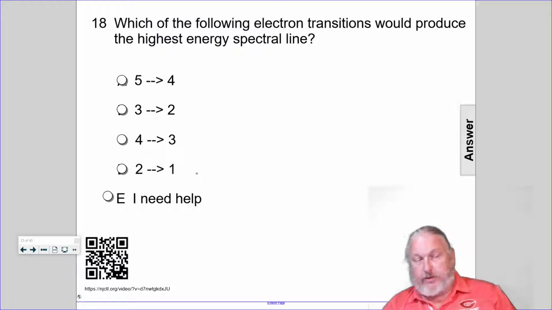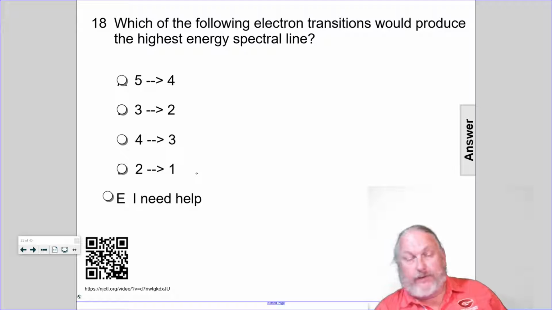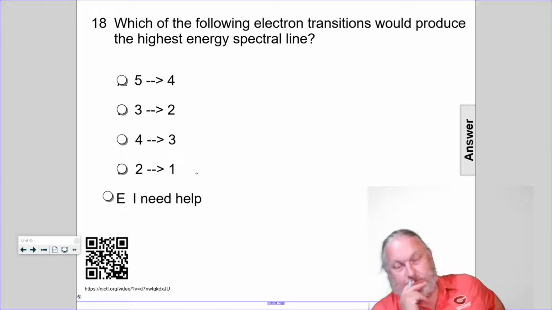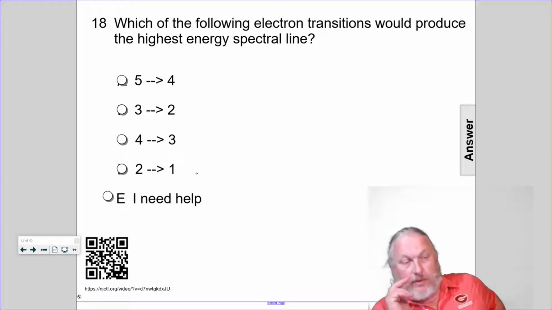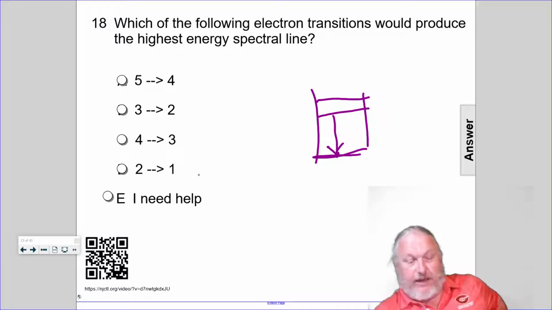So let's answer these questions and then we'll go to our next video. Which of the following electron transitions will produce the higher energy spectral line? Take a break, pause. And if you think about it, the little chart looks like so, ground state. This is going to produce the most energy, going from like 2 to 1. Anything going into the ground state is going to produce the most energy because of that big gap there. So it would be 2 to 1.